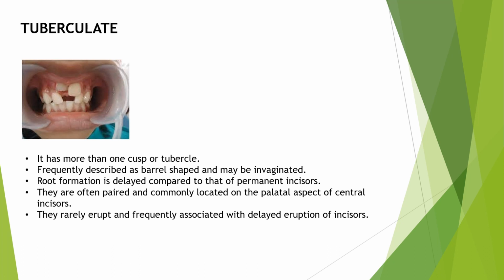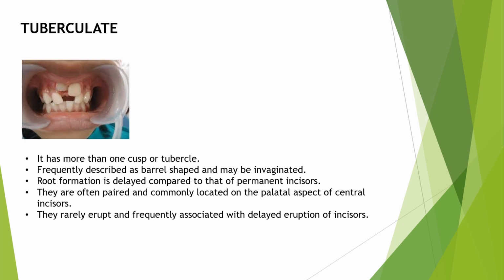Tuberculate: it has more than one cusp or tubercle, frequently described as barrel-shaped, and may be invaginated. Root formation is delayed compared to that of permanent incisors. They are often paired and commonly located on the palatal aspect of central incisors. They rarely erupt and are frequently associated with delayed eruption of incisors.